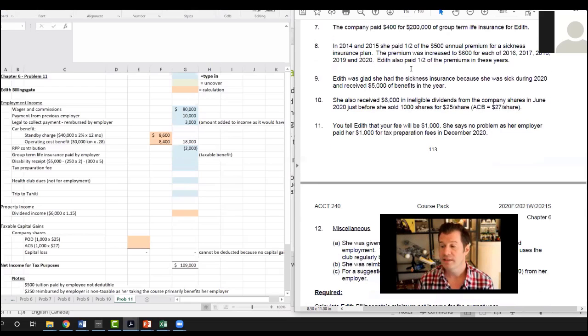Now I'm going to go to point 7. The company paid $400 for $200,000 of group life insurance. You know how I can tell that people really don't know what tax is? They'll include the $200,000 in income. I'm just like, what? That's just the amount that you'll get paid if you die. That's not anything here. What if Edith died? Would that be included in her income?